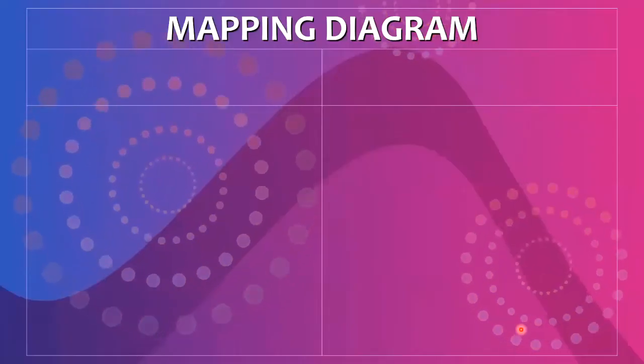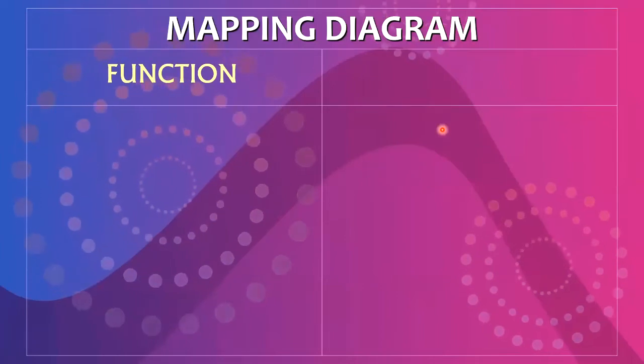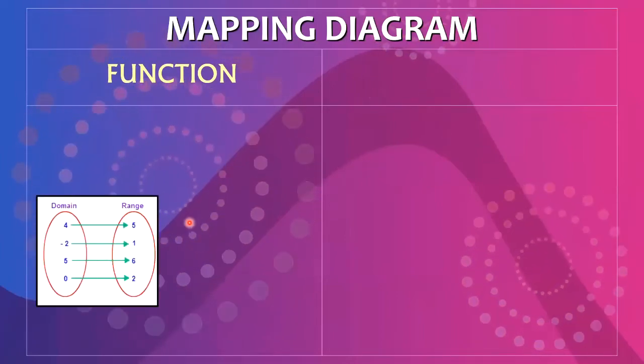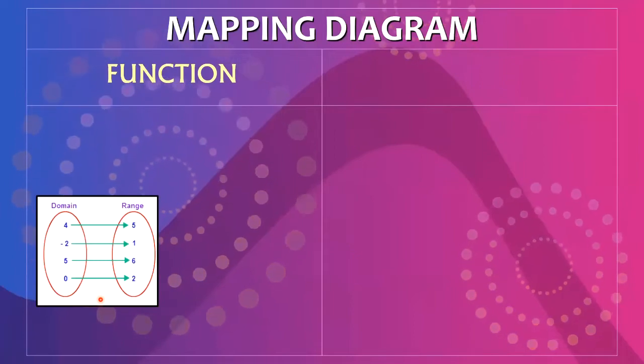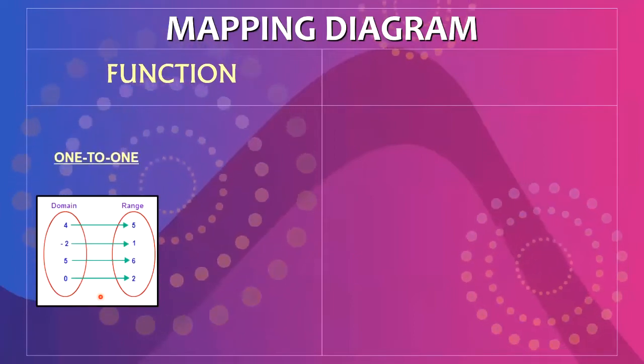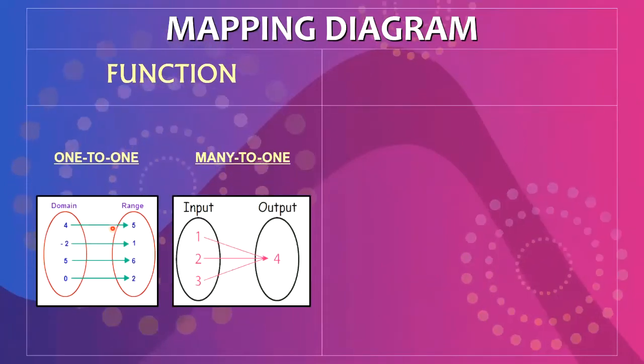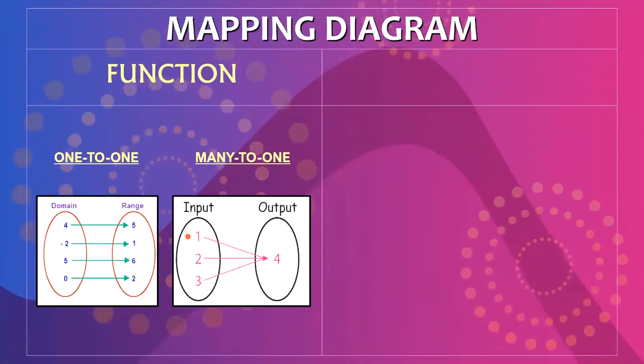Next one, an ordered pair can be written in mapping diagram format. Now, let's identify if this diagram is a function or not a function. The first example, 1-to-1 diagram is a function kay wala may nagbalik-balik na x value. The same way gihapon sa ato ang second example, no, many-to-1 is considered a function kay our ordered pair, we have 1-4, 2-4, 3-4. So si x value wala nagbalik-balik, therefore a function.